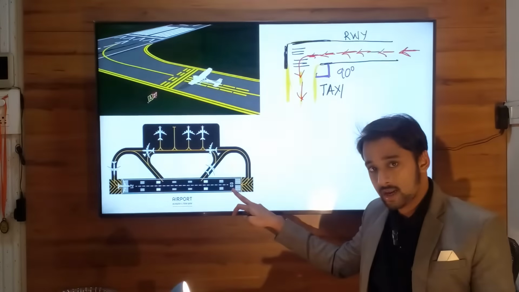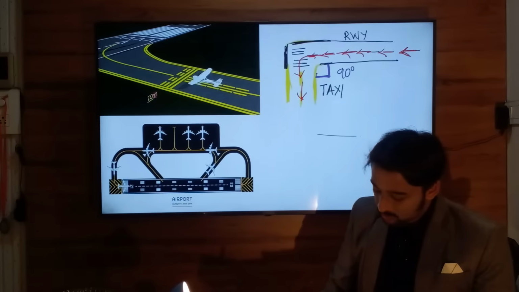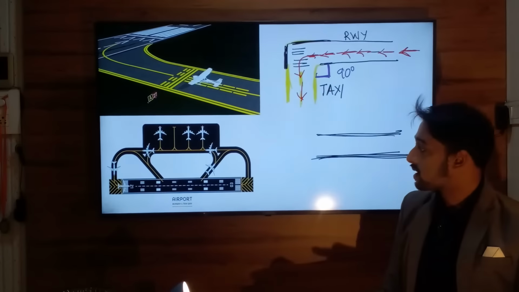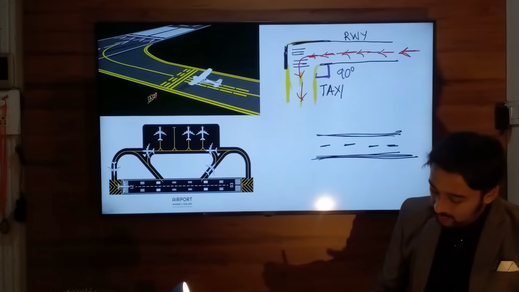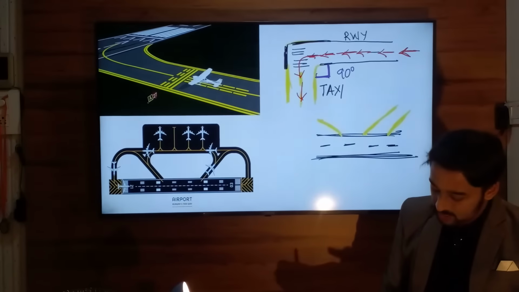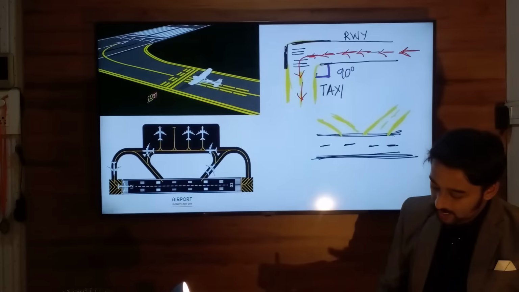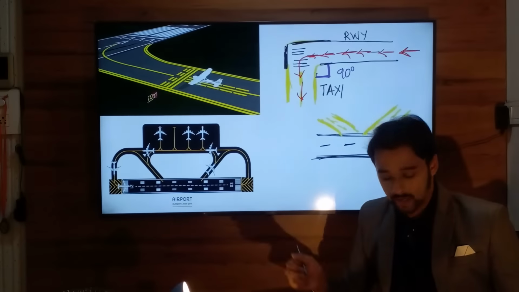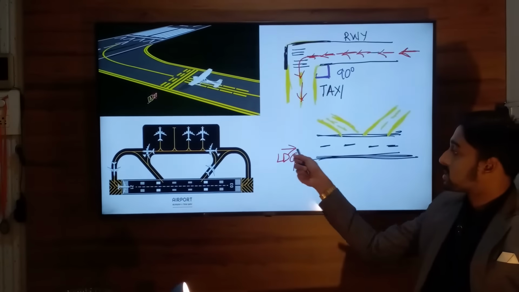Now look at this diagram. Here we have the same runway, but this runway is connected to the taxiway not at a 90-degree angle but at a slant angle or acute angle, depending from which direction you are landing and taking off. So it is aligned at a slant angle or acute angle, like this and like this, instead of 90 degrees. So let's say you are landing from this side of the runway.